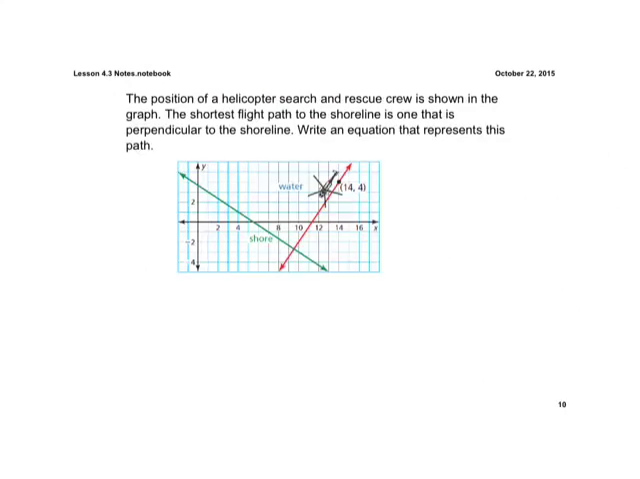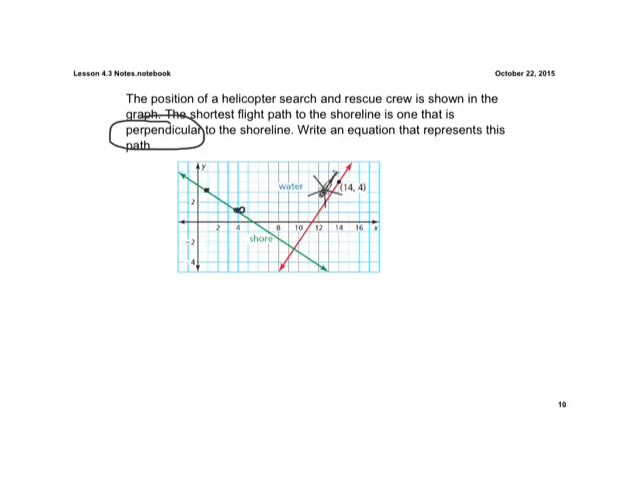Alright, last thing here. We have a little word problem, a little application. We have the position of a helicopter search and rescue crew shown in this graph. It says the shortest flight is one that's perpendicular, so we need negative reciprocal slopes. We need an equation. Okay, so our first step, we need to find the slope of the shoreline. So we're going to pick out 2 points on the shoreline. We know that this line crosses at the point (1, 3) and also at the point (4, 1).